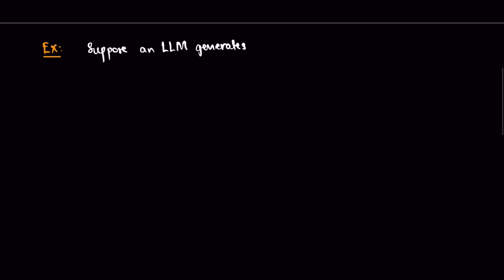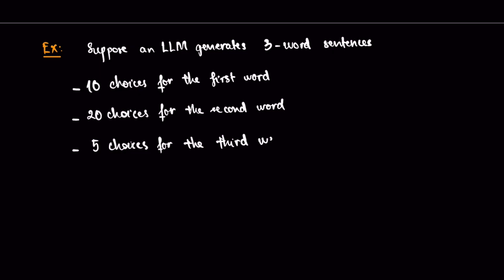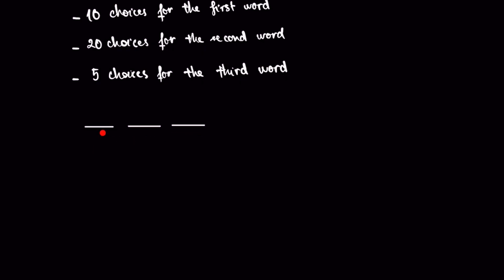So suppose an LLM generates 3-word sentences. There are 10 choices for the first word, 20 choices for the second word, and 5 choices for the third word. Alright, so this sentence is going to have 3 words, and I indicate that by 3 different slots here. For the first slot, the first word, there are 10 choices, for the second word there are 20 choices, and on the third word, we have 5 choices.